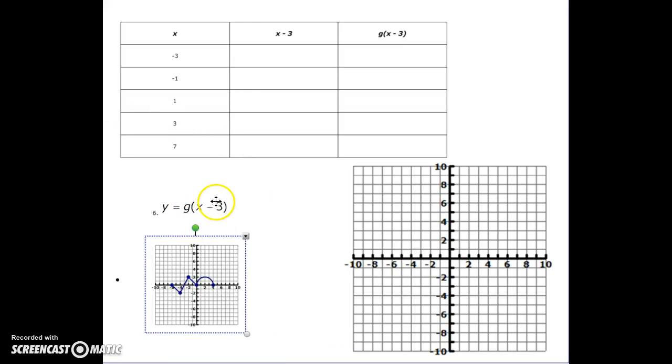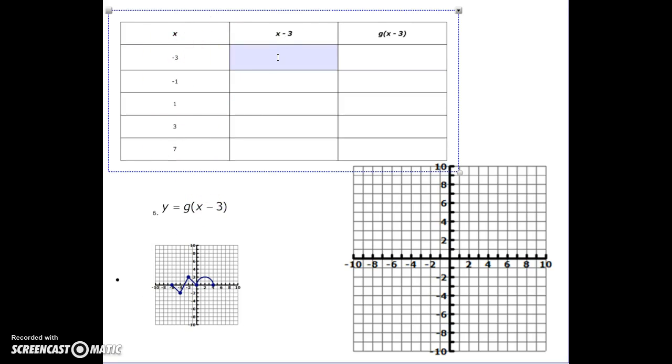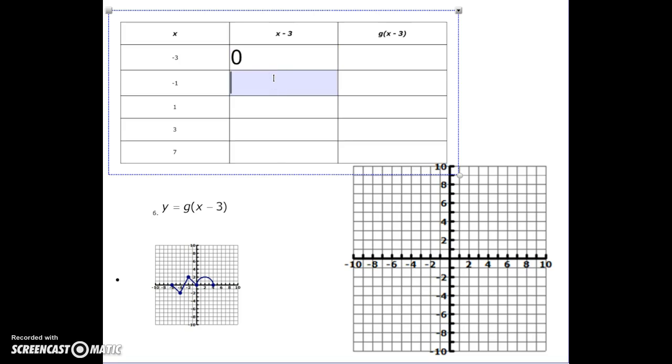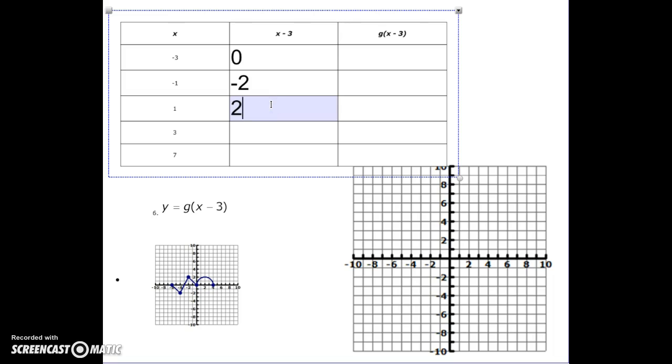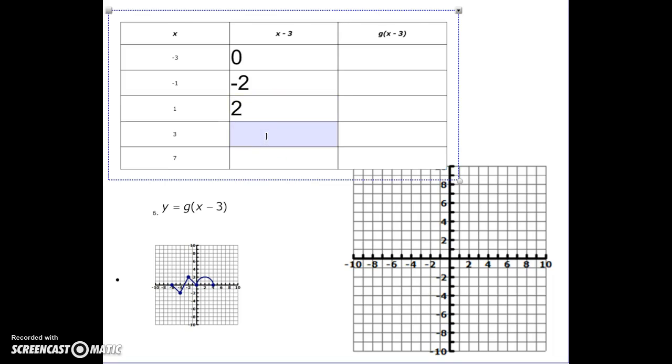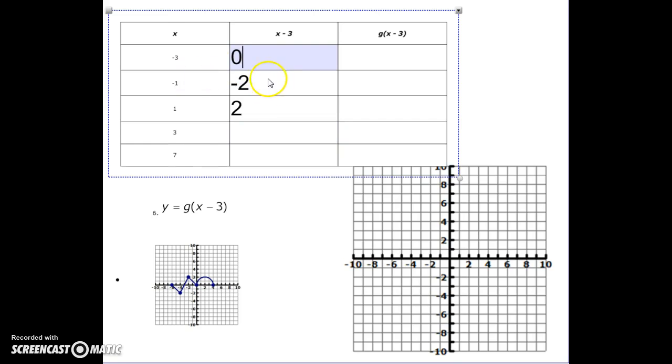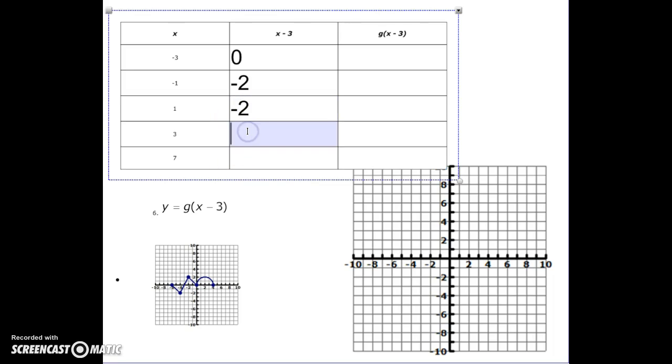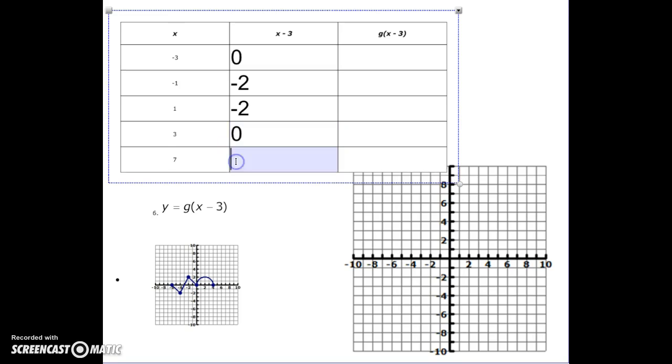Now I'm doing x minus 3. So again, inside the parentheses, changing my x. I have new x values. Negative 3 minus 3. Minus 3. Minus 3. I am not focused right now. Minus 3. Minus 3. 1 minus 3 is negative 2. Sorry about that. Minus 3 is 0, and minus 3 is 4.